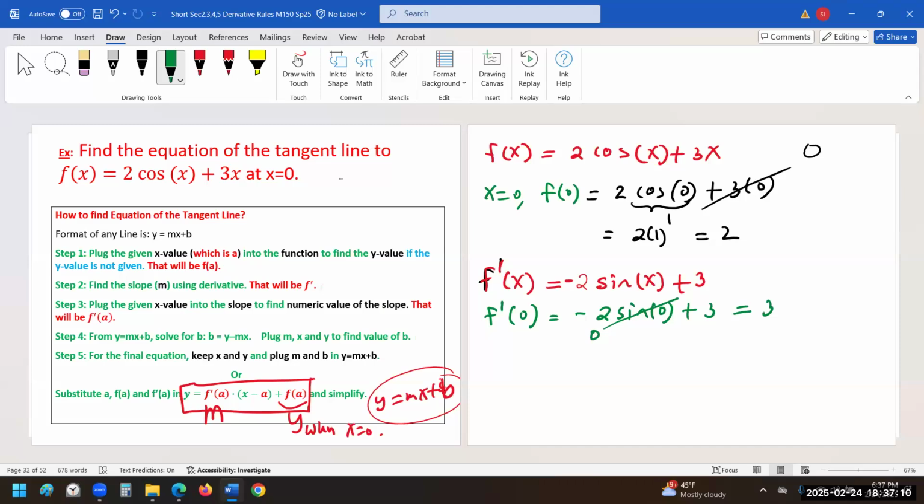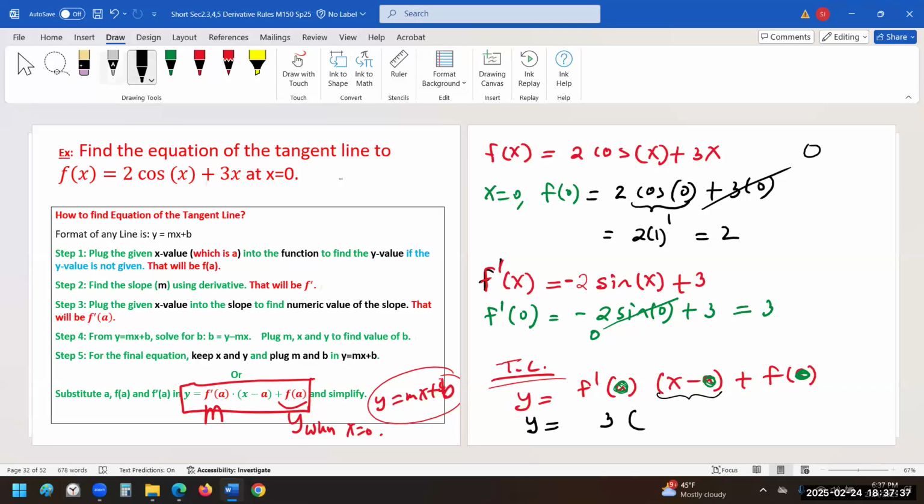Now the equation of the tangent line is y equals derivative at a, times x minus a, plus the y value at a. All of these a are 0 because our a is 0, they give us. So when you substitute, we get derivative at 0 is 3. x minus 0 is simply x, so we don't even need the parentheses. The y value at 0, we found 2. So we put plus 2, and this is our equation. Okay? Any question?